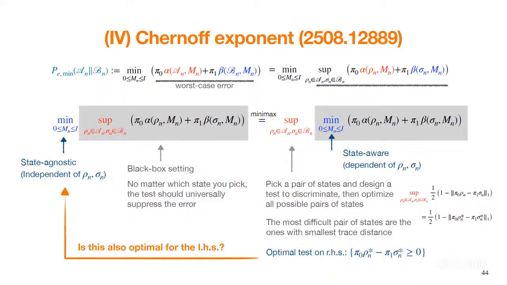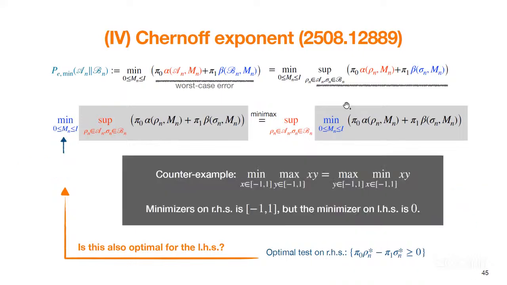But is this test also optimal on the left-hand side? So this is a non-trivial question, right? We found a minimizer on the right-hand side; is this minimizer also a minimizer on the left-hand side? Why it is non-trivial: we have a counterexample here.